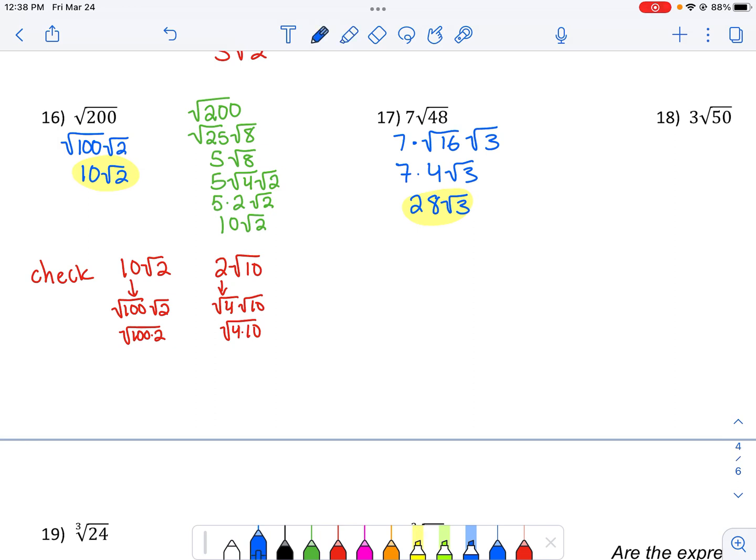This is definitely one that sometimes people end up using a different method. Maybe you break the 48 into 4 and 12 and you realize, oh, I'm not done, got to keep going. Or maybe you make a factor tree there for 48 and use a different strategy.